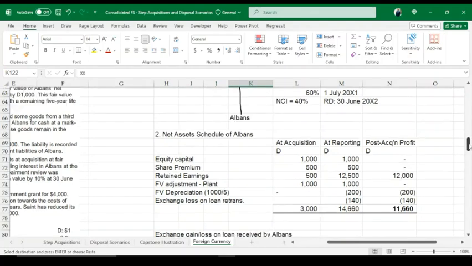And that will be translated at the opening exchange rate of 2, as we have with the goodwill. Then we'll also take this 14,660 as the reporting date net assets and translate that at the closing rate as well. And then there is going to be a post-acquisition profit. This post-acquisition profit will also be translated at the average rate. So we are going to pick these 3 figures.